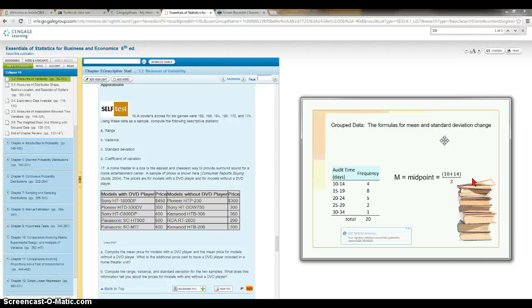So this is what grouped data looks like. You have audit time and it's grouped, because I don't just have 10 days. I have a category from 10 to 14 days, and that happened 4 times. So that's my frequency, and this data would be grouped. Okay, so this is what I'm talking about when you're talking about grouped data. All that stuff you created with the pivot tables, that's grouped data.